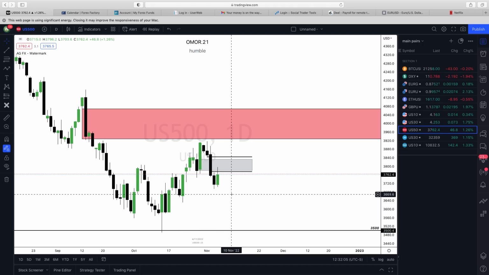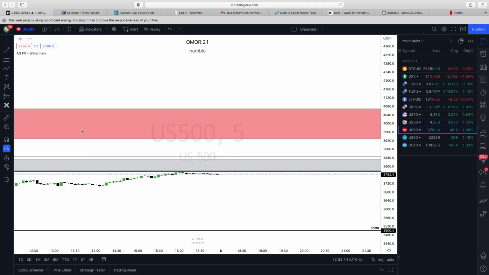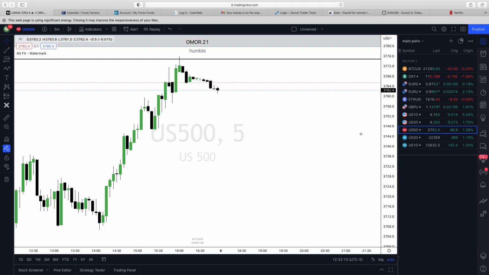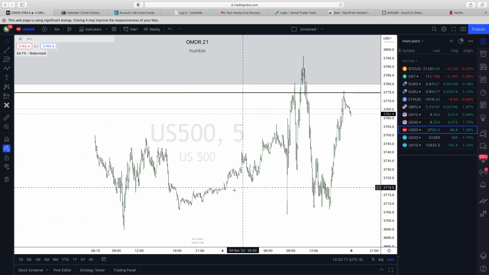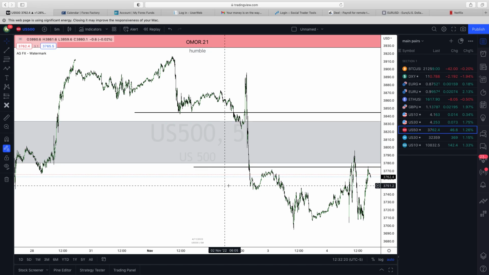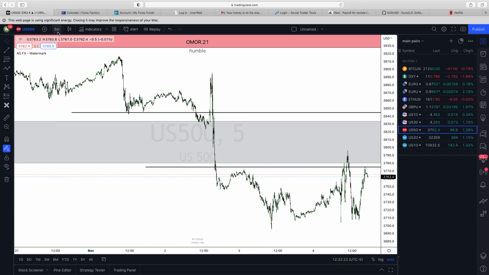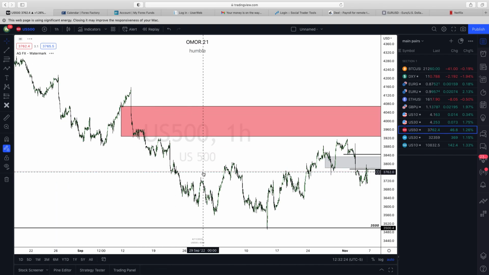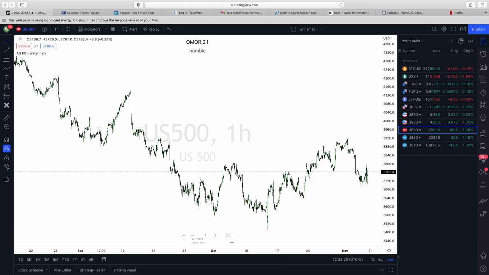Now, the last thing I want to touch on before we close this weekly commentary is the idea of divergence. So if we go to the 5 minute chart, let me just clear this entire chart to make it easier for us.